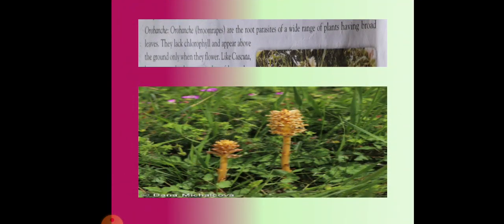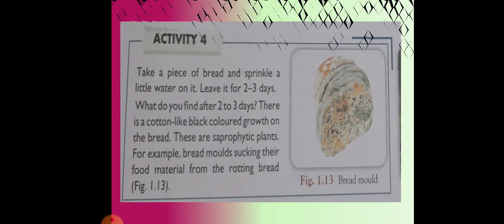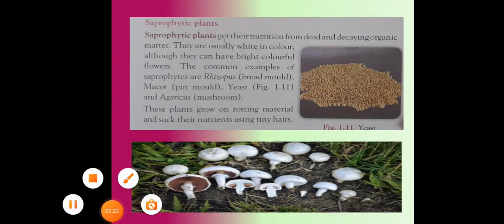I am not going to focus more on the examples. Just take the textbook and recall whatever examples we have discussed there. Orobanche, next is Cuscuta. These are examples of parasitic plants. And Viscum is the mistletoe. So these are the basic examples of parasitic plants. Next type is the saprophytic plants.